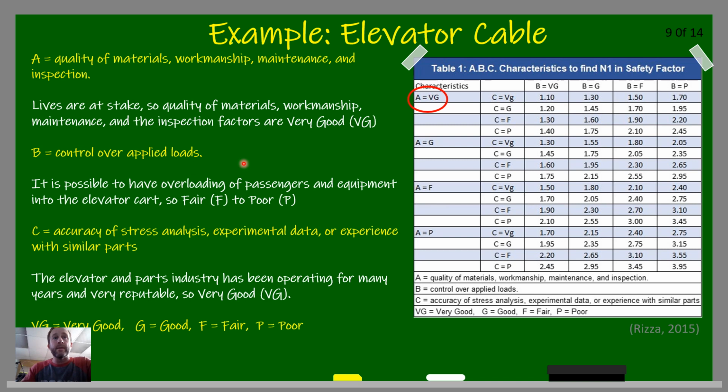Our B, control over applied loads. We chose fair to poor down these two columns. We still have a lot of numbers we could possibly have here. So let's look at our C, which was very good right there. So we are in the whole section of A, very good, our B column here, B column there, and C, we come across 1.5 to 1.7. Let's choose the higher value, have a little cushion. Take the higher value, 1.7. All right, that's our N1 we're going to use in our formula.